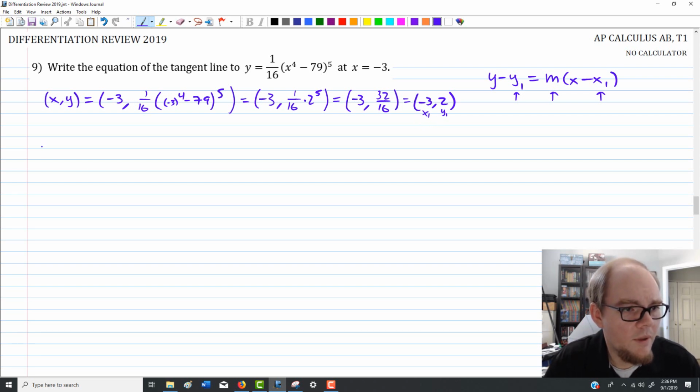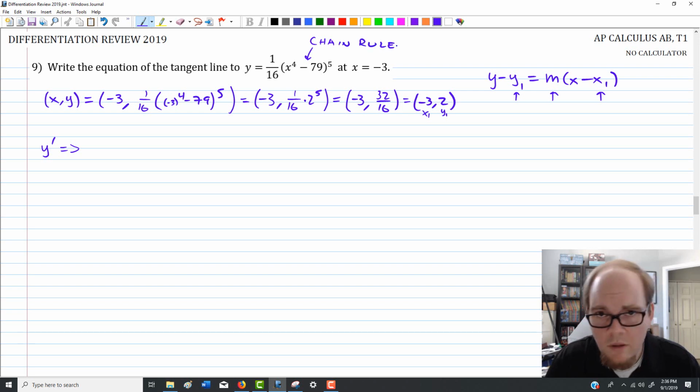The harder part is probably going to be y prime. So to get to y prime, we're going to need to take the derivative. And in this case, because of the presence of that x to the 4th minus 79 on the inside, this requires us to use the actual chain rule. Now I will point out that if you are just vehemently opposed to the chain rule, you could instead multiply out this binomial by itself 5 times. So good luck with that. We're probably going to just use the chain rule.